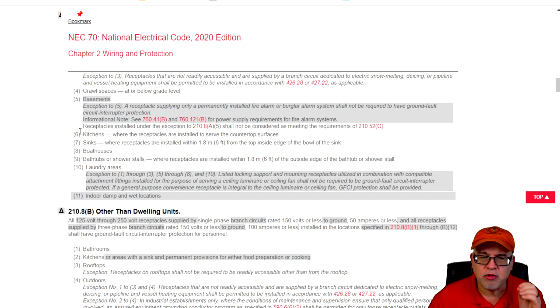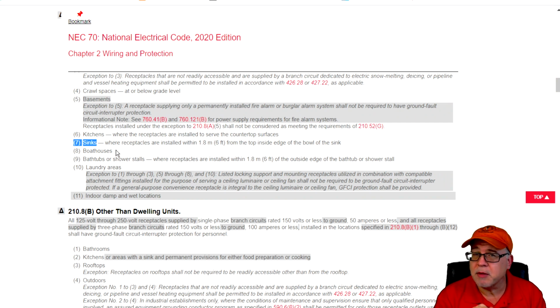So anyway, those are going to be required to be GFCI protected, not the receptacles that don't serve the countertop, okay? Important things to remember when you're laying out your kitchen. Now, let's go on to sinks. Now, item number 7 is sinks.